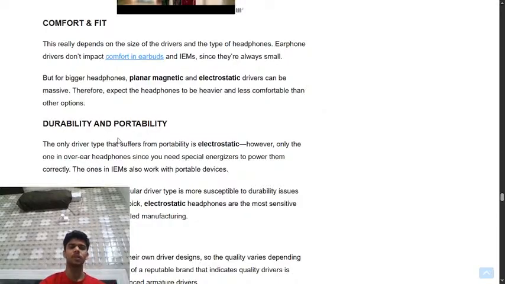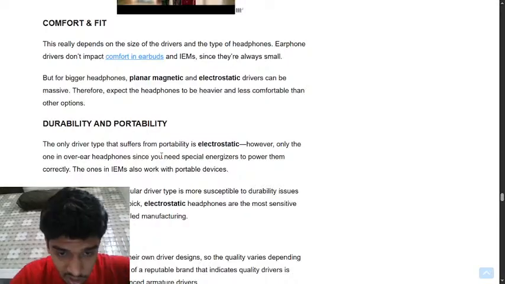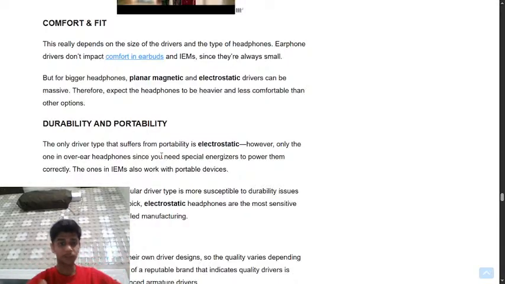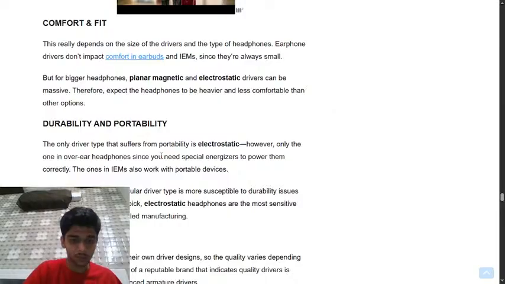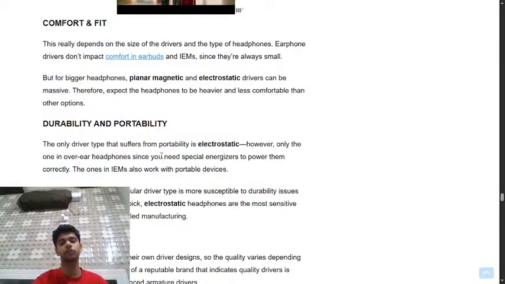Durability and portability. The only driver type that suffers in portability is electrostatic, in over-ear headphones, since you need special energizers to power them correctly. The ones in IEMs also work with portable devices. On the other hand, no particular driver type is more susceptible to durability issues than others. But if we must pick, electrostatic are the most sensitive and require the most controlled manufacturing.